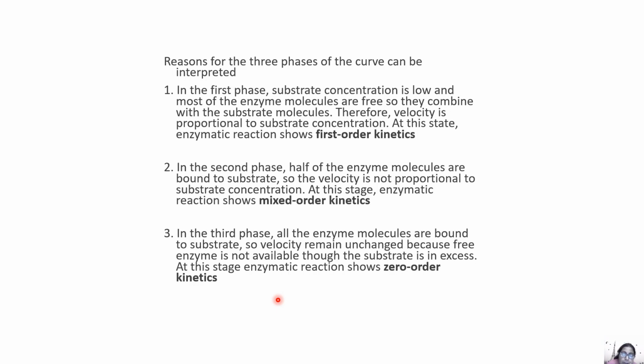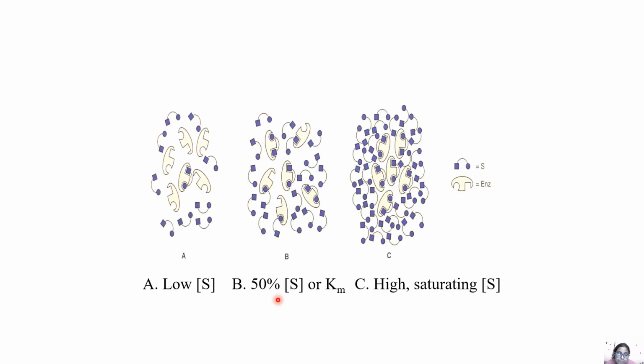However, in the second phase, half of the enzyme molecules are bound to the substrate. So the velocity is not proportional to substrate concentration, and at this stage, the enzymatic reaction shows mixed order kinetics. In the third phase, all the enzyme molecules are bound to the substrate. So velocity remains unchanged because free enzyme is not available, as the substrate is in excess. So at this stage, the enzymatic reaction will show zero order kinetics.